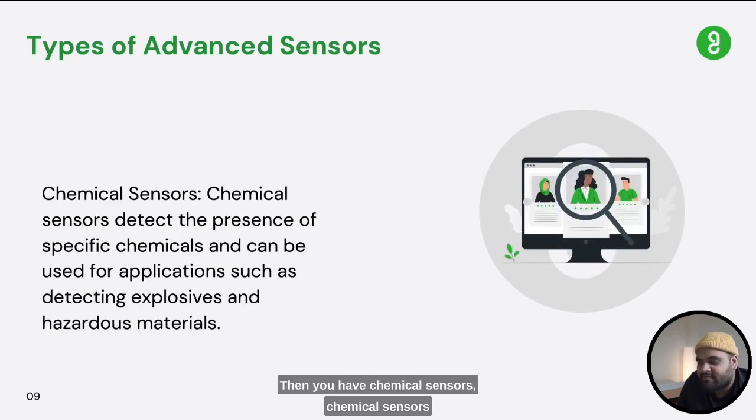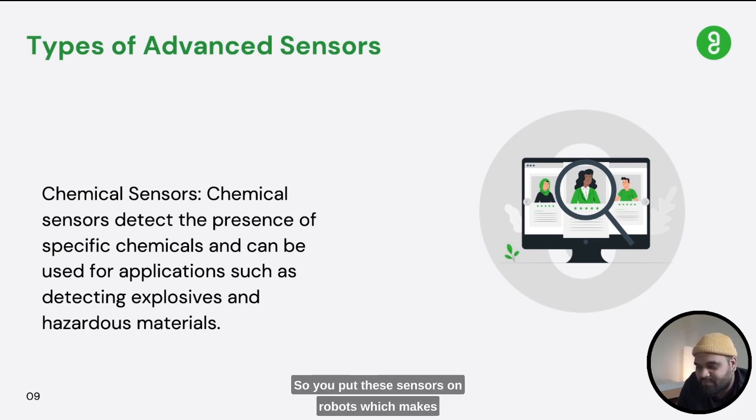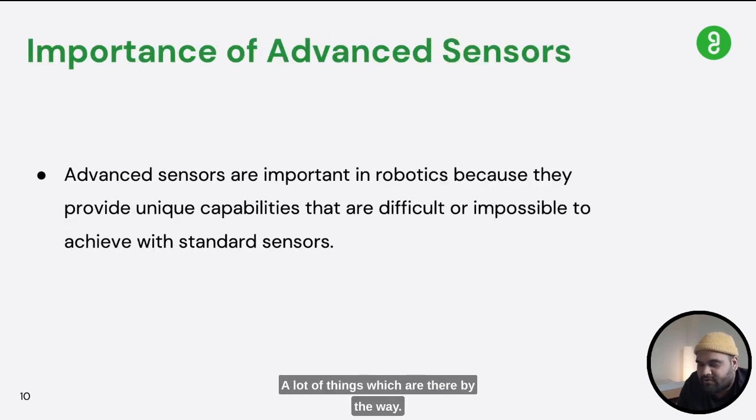Then you have chemical sensors. Chemical sensors detect the presence of specific chemicals and can be used for applications such as detecting explosive or hazardous materials. Okay. Chemicals, of course, very dangerous. You don't want anyone to get hurt. So, you put these sensors on robots, which makes them quite robust to, obviously, getting destroyed. And a robot can use these sensors to figure out the source of chemical leakage or source of chemical breakouts and things like that. A lot of things which are there.